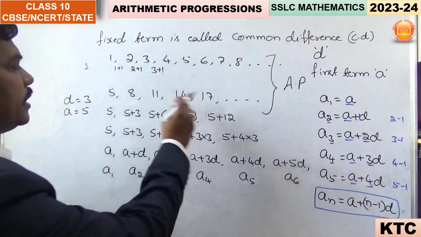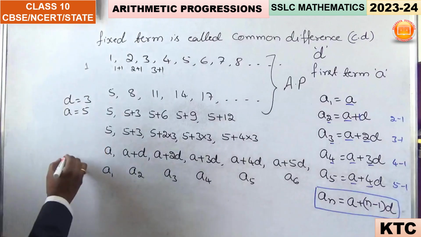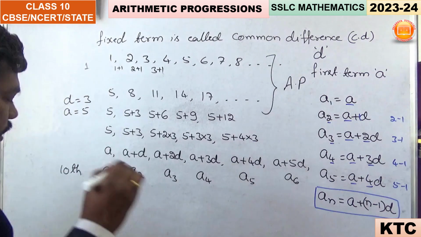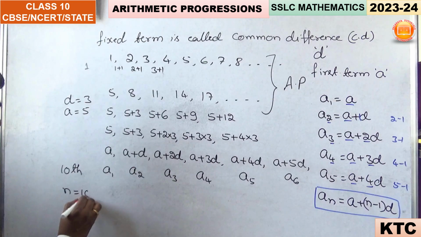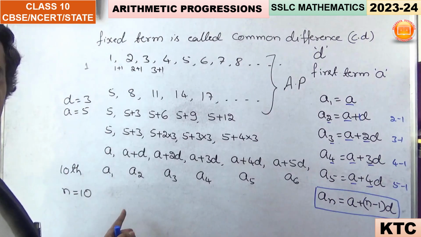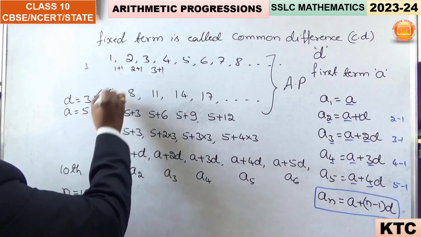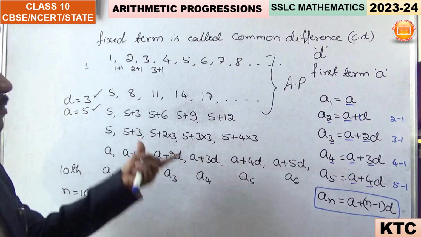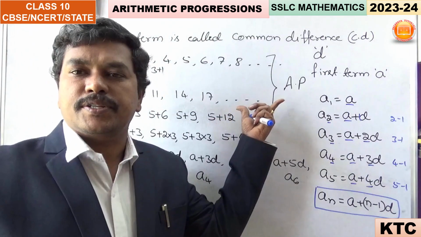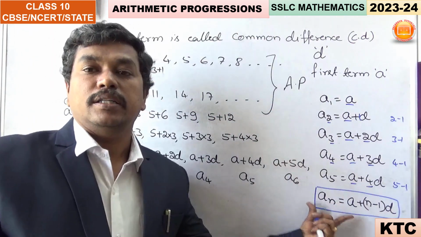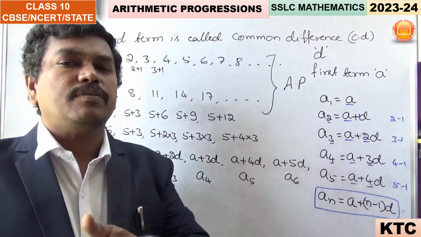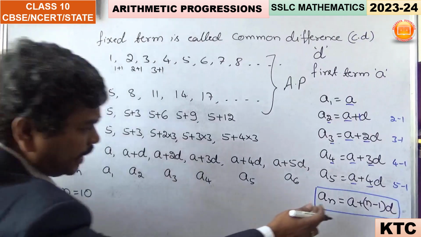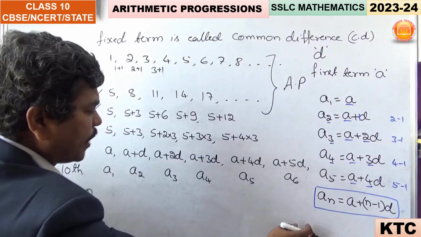I will find out any one term here. If you want to find out the 10th term in this series, how can you find it? 10th term means n is equal to 10. Here n is equal to 10, D is equal to 3, A is equal to 5, we know already. So we take n is equal to 10 for finding the 10th term of this series. By using the formula, not by adding the numbers, you have to find out the 10th term.